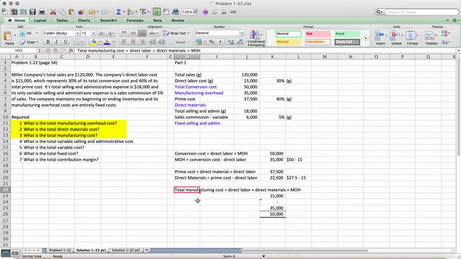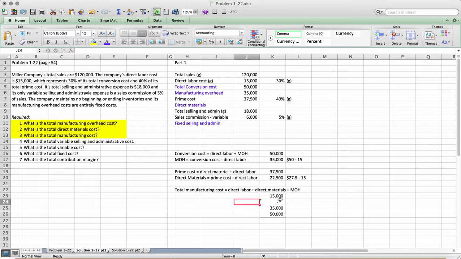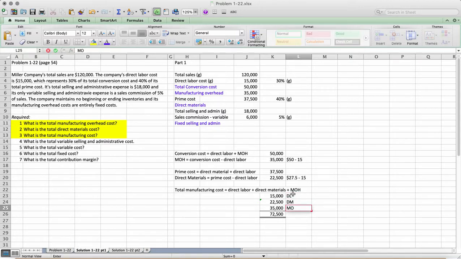So here that is direct labor, which we just calculated. So let me just put that here. Whoops. Actually, direct labor is the 15 plus direct materials, plus manufacturing overhead. So now we know that the total manufacturing cost is 72,500. So this is the end of part 1.